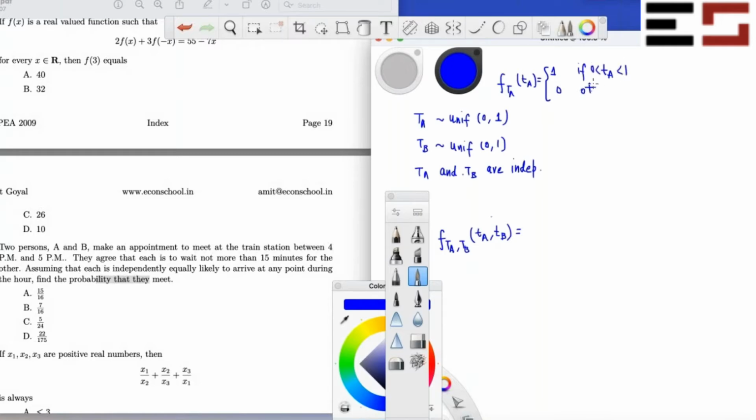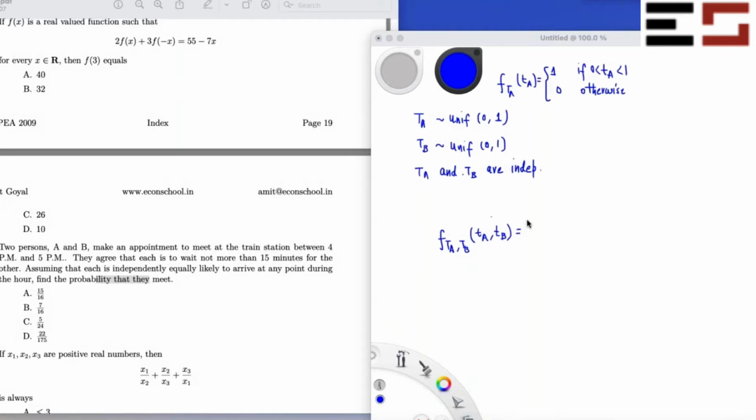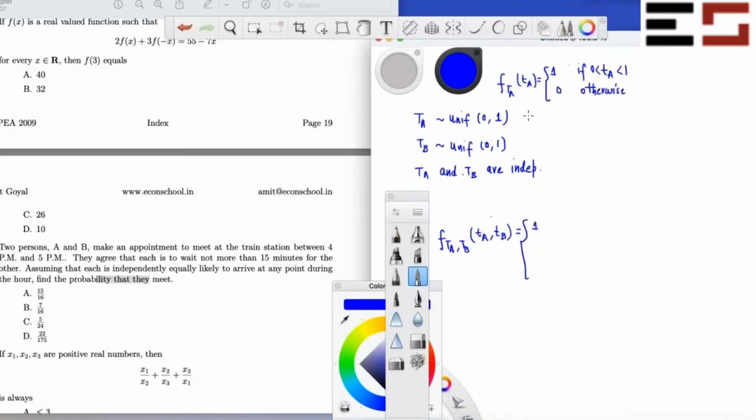Yes, sir. Okay, so what you're going to get is basically the product of these marginal distributions, which is 1. So when is the product 1? When both ta and tb are between 0 and 1, and 0 otherwise. So this is 1 if ta is between 0 and 1 and tb is between 0 and 1, and 0 otherwise. Is that okay? Fine. That's the joint distribution of ta and tb.